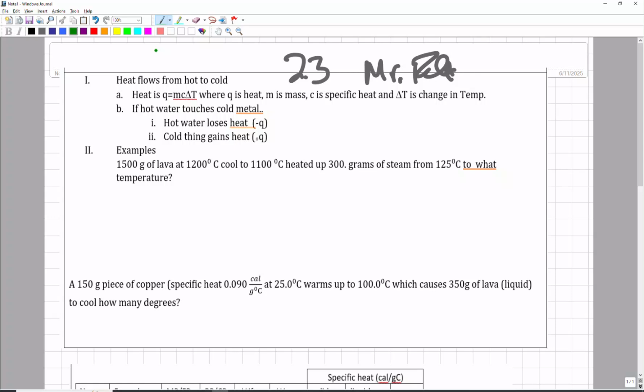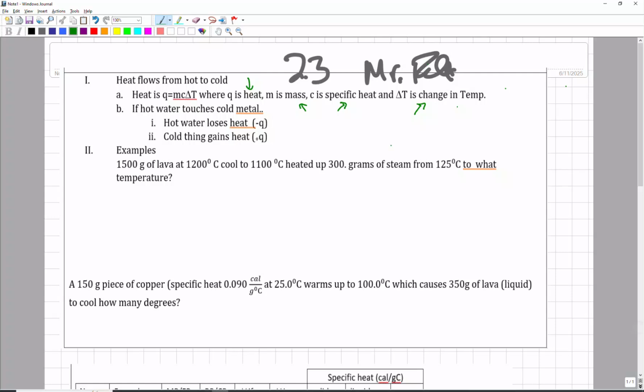So heat flows from hot to cold. Remember, heat is Q equals mc delta T, where Q is heat, M is mass, C is specific heat, and delta T is change in temperature. Now, if hot water touches a cold metal, the hot water loses heat, which is the negative part here. And the colder thing will gain heat, and that's going to be positive.